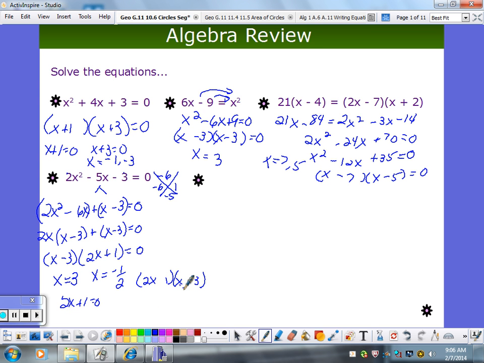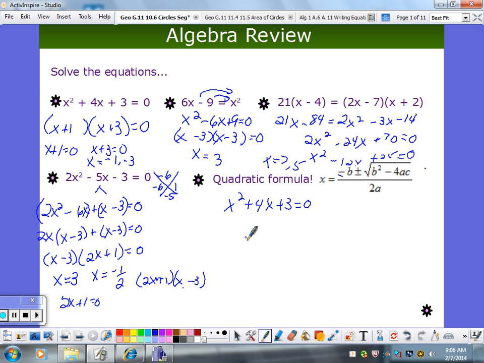It works better when you have prime numbers, either here or here. Otherwise, you get a lot of computation that gets hard. But this is fine. Going this way, absolutely fine. Now, the other way to handle these, if your factoring skill is not so great, use the quadratic formula. I'll use the quadratic formula on this one, just to demonstrate in case we forgot how to do it.